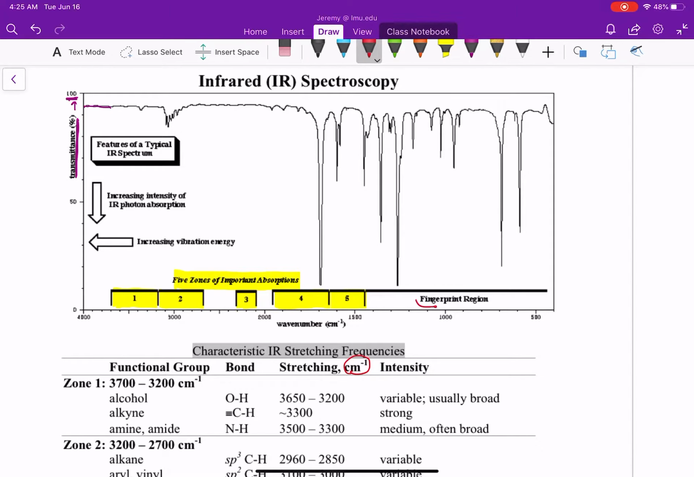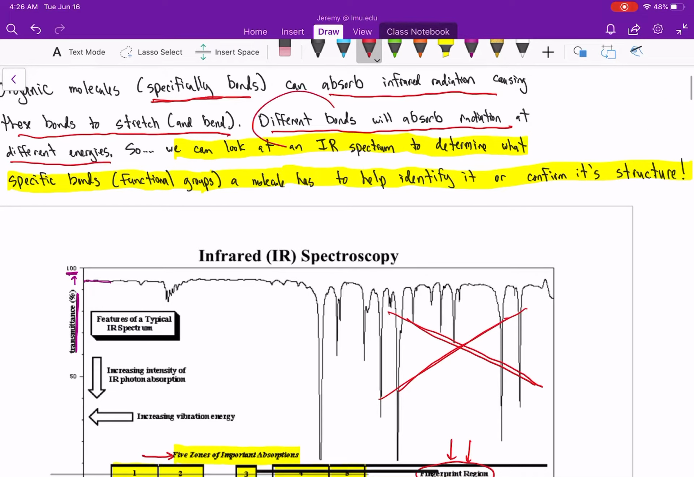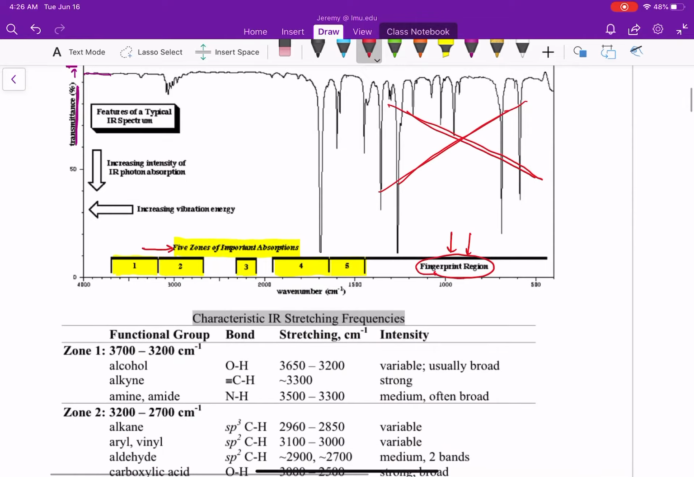This last region here is called the fingerprint region. We're not really going to be focusing on this region that much because there are generally a lot of peaks here, and these peaks tend to overlap. So it's hard to identify a molecule looking at the fingerprint region when we're just learning basic infrared spectroscopy. What's important is looking at our 5 zones. And again, we're going to be looking at bonds.